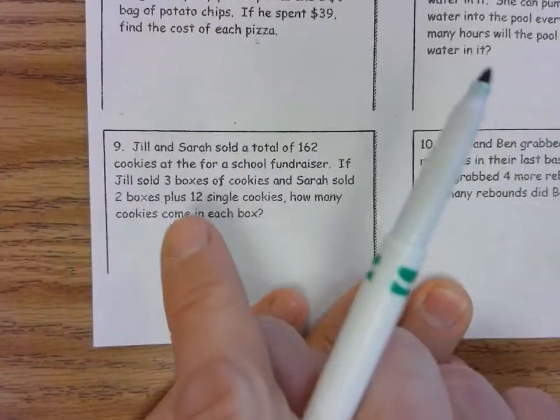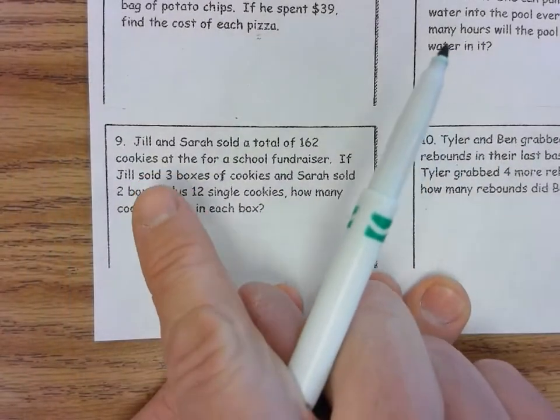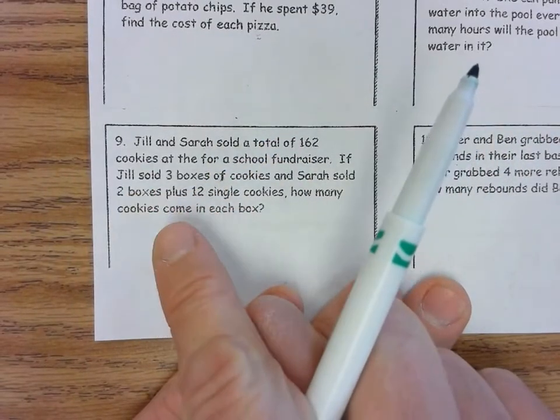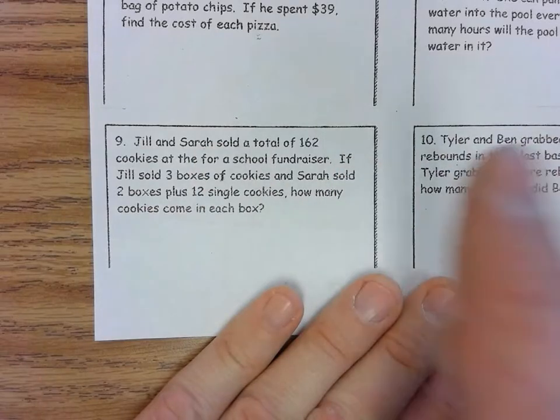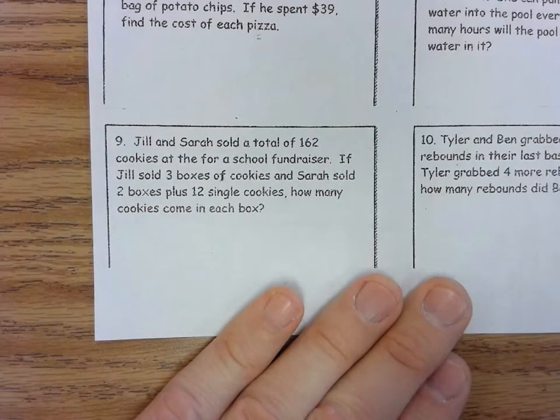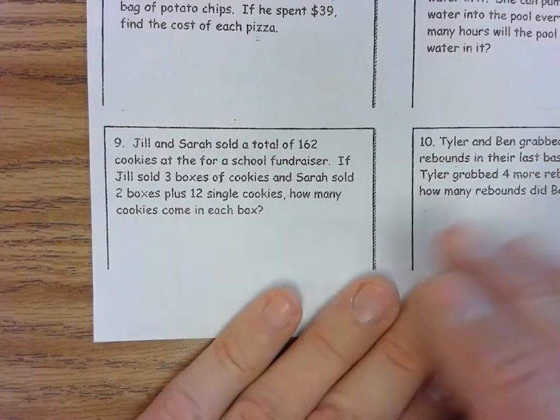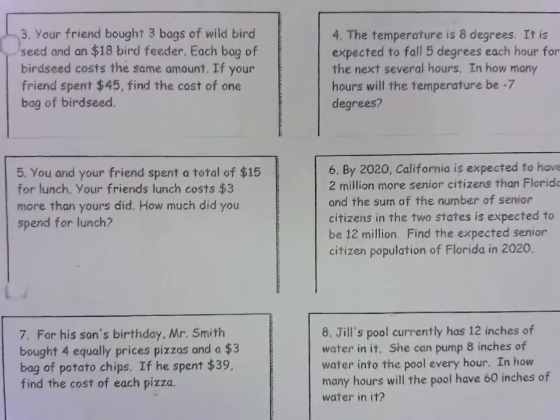Same kind of thing over here for Jill and Sarah, selling the cookies at the fundraiser. You're going to put down some amount of X for Jill and some amount of X for Sarah, and then, of course, the total is going to equal 162. All right, now let's go over here and try another one.